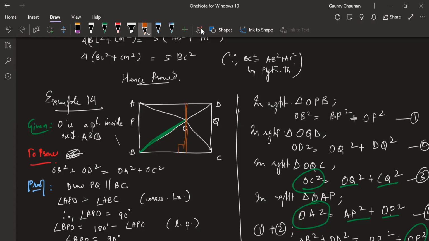But finally, you need a right triangle so that you can do this manipulation. You can do this OB square, OC square, and OD square and all. Without a right triangle, it won't happen. So my goal was to create a right triangle. For that, I made this parallel line. Okay, Dinesh?